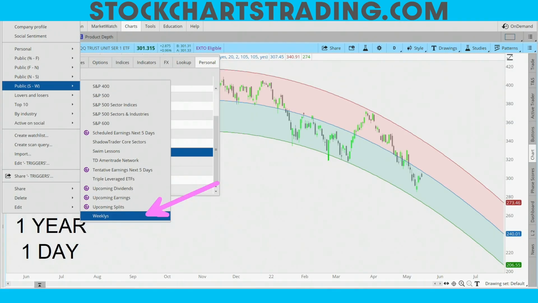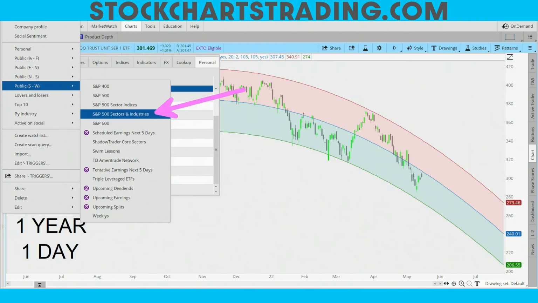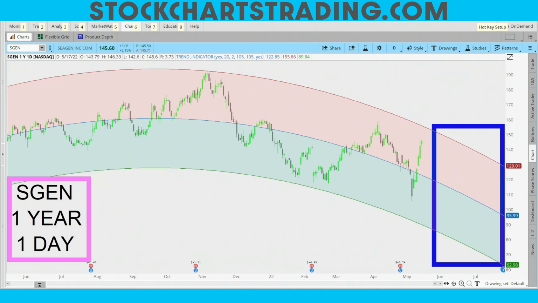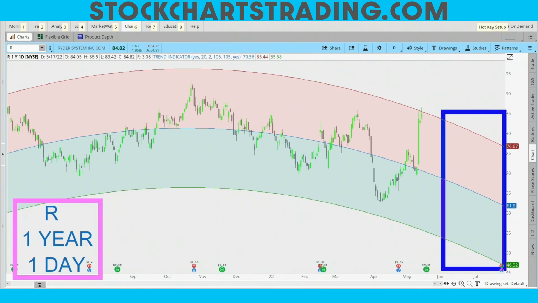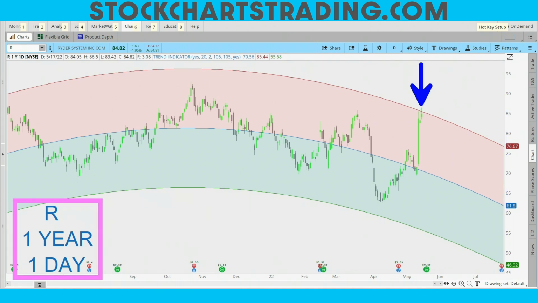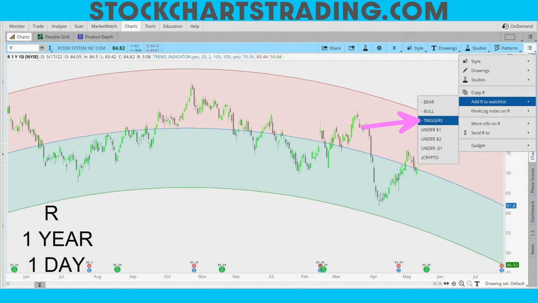Next, scan your favorite search, like weeklies or sector or industries. When you find a stock in a downtrend coming up into resistance, save it to your watch list. R for Rider System, 1 day, 1 year, downtrend. Up against resistance, perfect place to take a trade. Save it to your watch list.